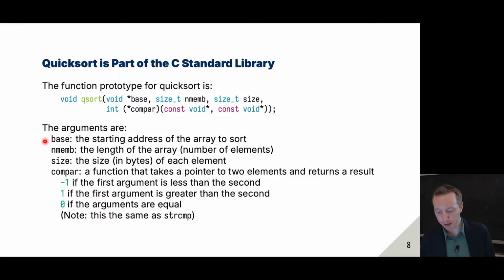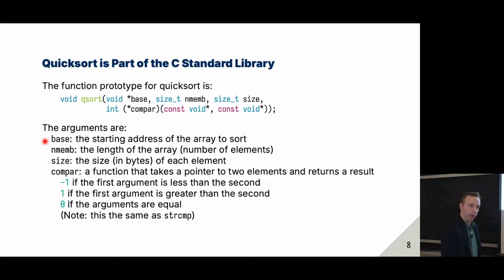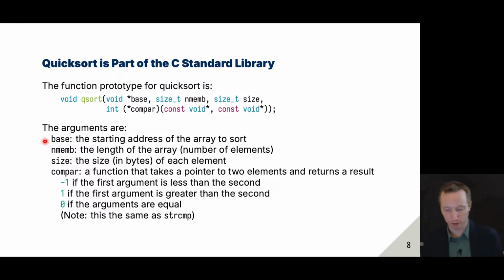So the first argument is called base. That is just the starting address of the array you would want to sort. Next argument is called n.